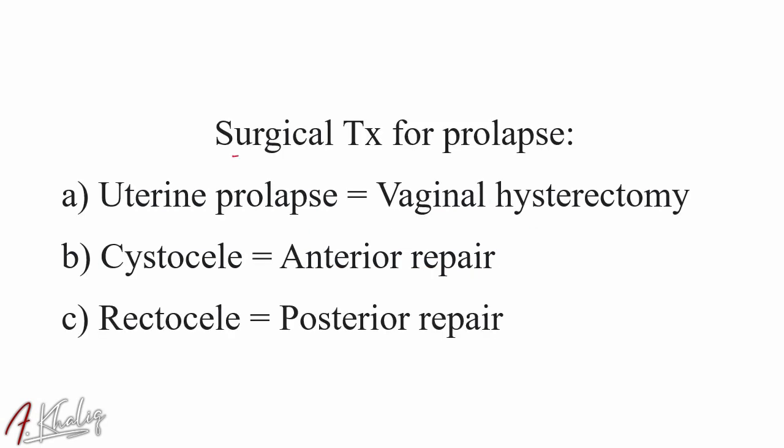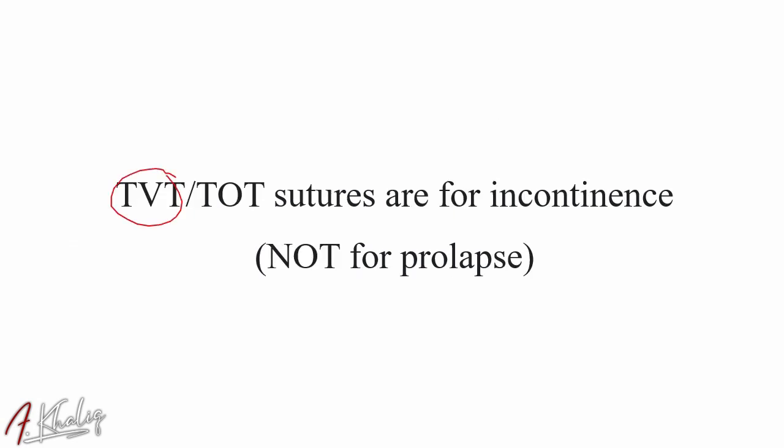Now, for the surgical treatment of prolapse, if you get uterine prolapse, you can go for vaginal hysterectomy. If you get cystocele, you can go for anterior repair. And if you get rectocele, you can go for posterior repair. TVTs and TOT sutures are for incontinence. They are not for prolapse.